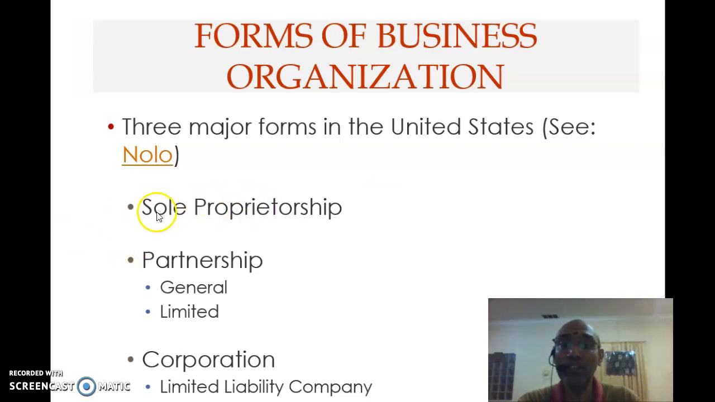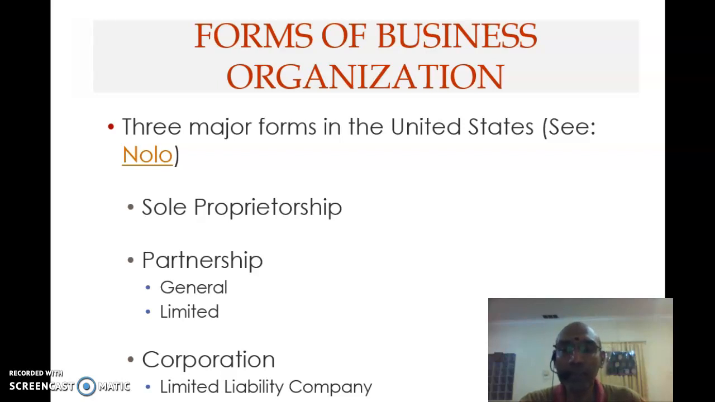The first is called sole proprietorship. Sole proprietorship means it is owned by one person. A single person owns the business and that person runs the business. So that is sole proprietorship. Then the second one will be partnership. There are two types of partnership. One is called general partnership and the other is called limited partnership. And we'll look at these two a bit later on.